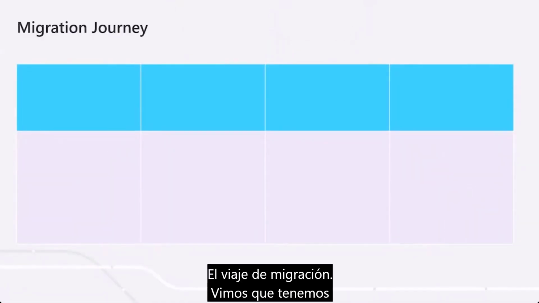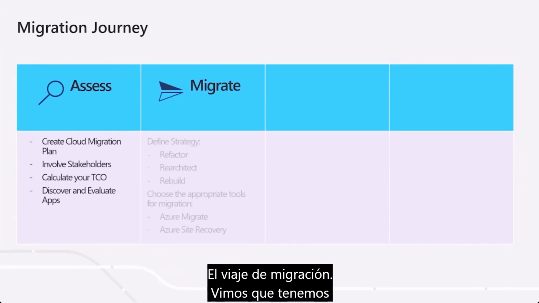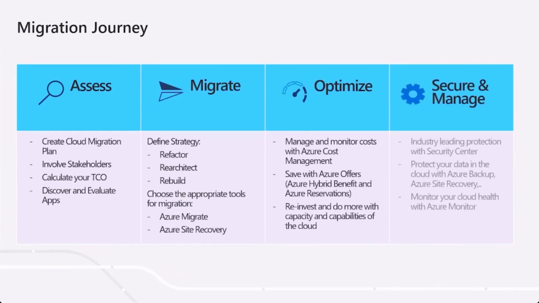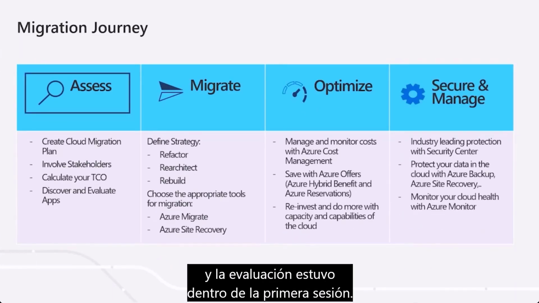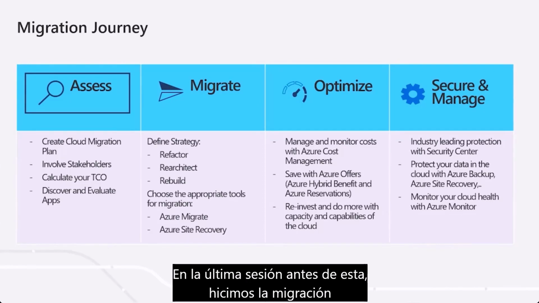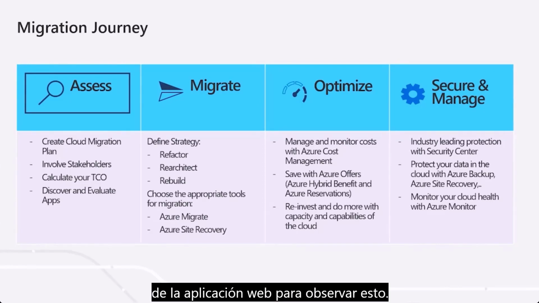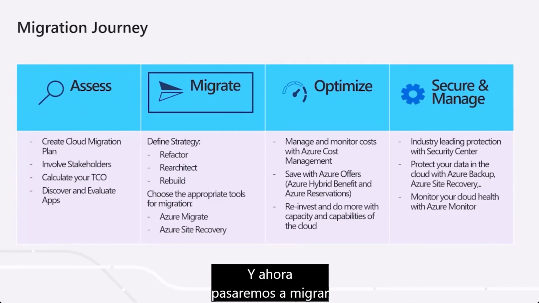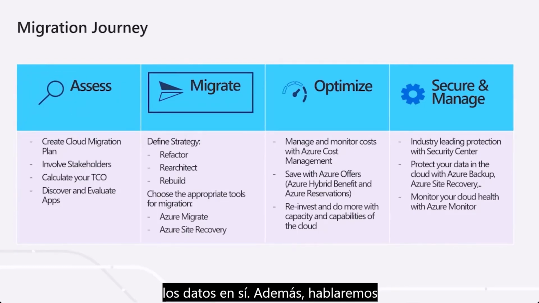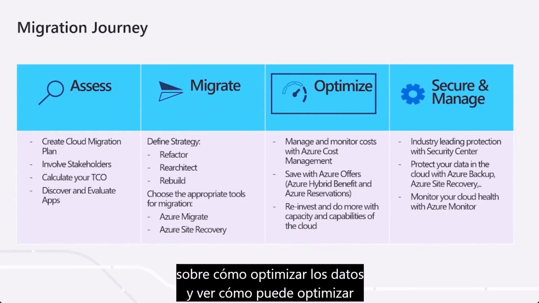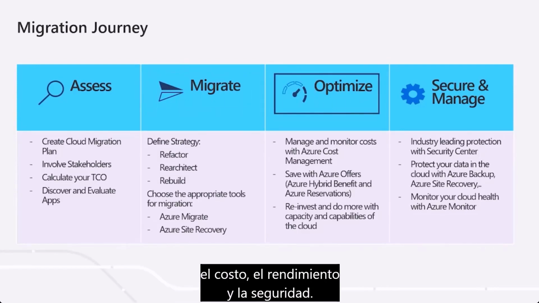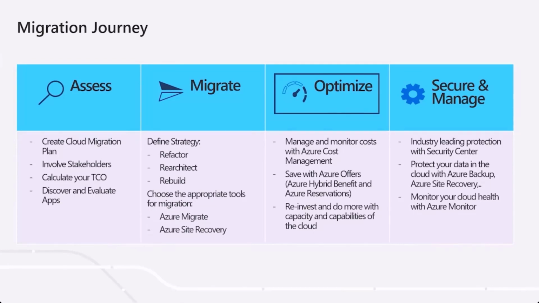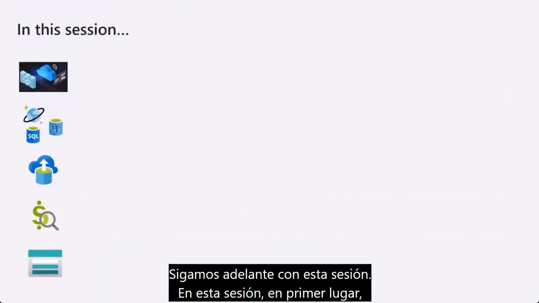The migration journey, all right. We have seen that we have those 4 different stages, and the assessment was inside the first session. In the last session, just before this one, we did the migration of the web application to App Service, and now we are going to go to migrating the data itself, and we'll also talk about optimizing the data and seeing how you can optimize your cost, your performance, your security. All right, so moving on to this session.